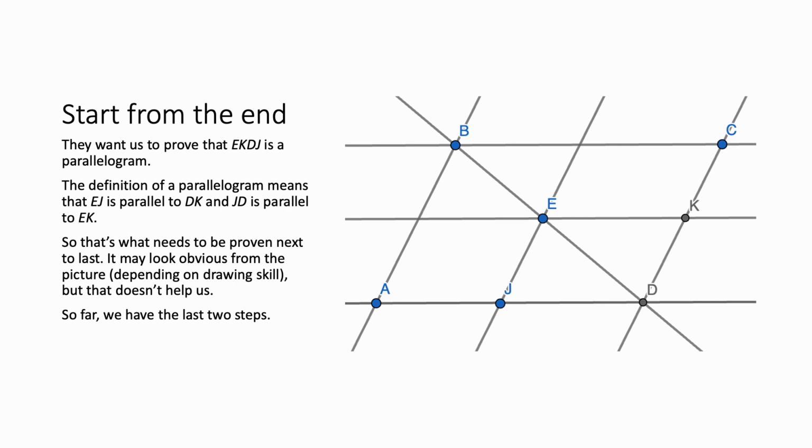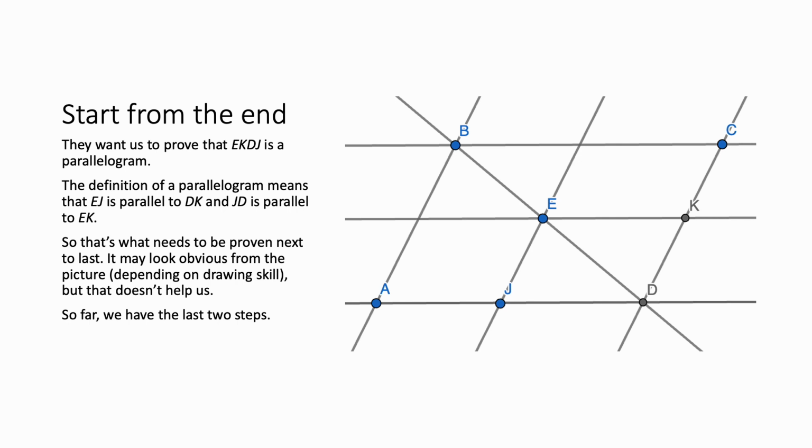So in this case, they want us to prove that EKDJ is a parallelogram. We've drawn the picture. We know what we're looking for here. By definition, there are a couple definitions of parallelogram, but the one you've already kind of caught on to and are already using is that opposite sides are parallel. So a parallelogram is a quadrilateral with opposite sides that are parallel. In this case, that would mean that EK is parallel to JD, and EJ is parallel to DK. So you've got those two pairs of opposite sides. That's what we need to prove.